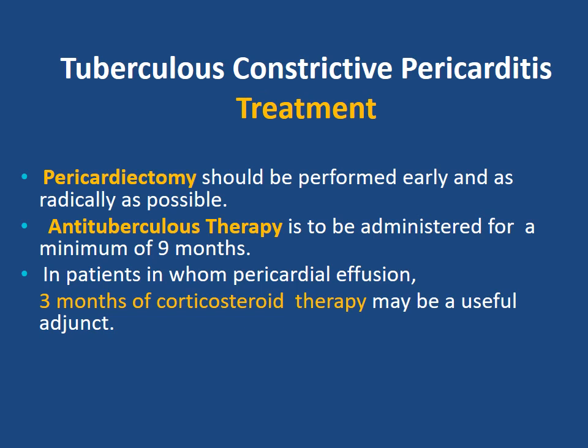Anti-tuberculous therapy should be administered for a minimum of 9 months in patients in whom pericardial effusion is present. Three months of corticosteroid therapy may be useful as an adjunct.